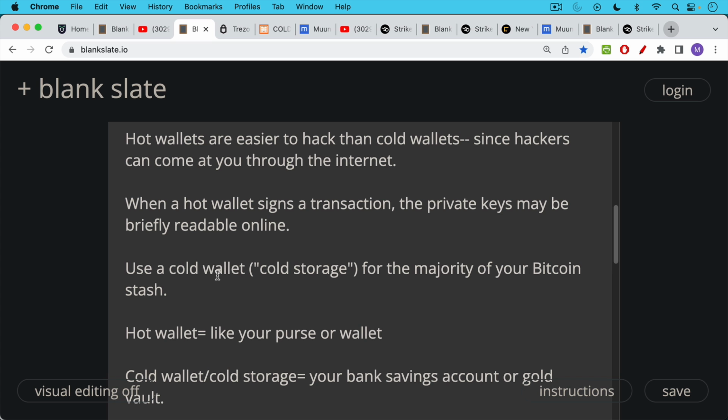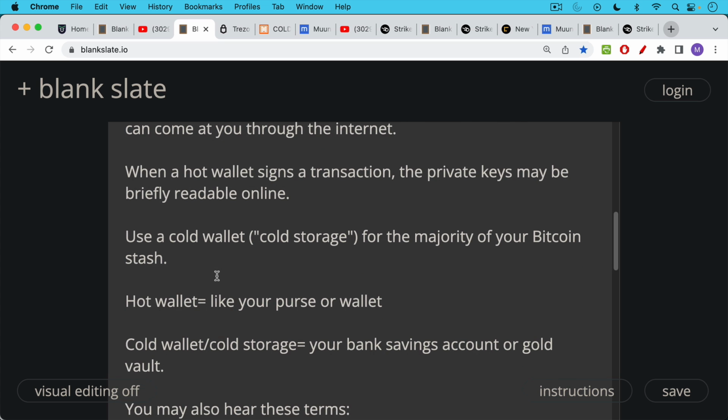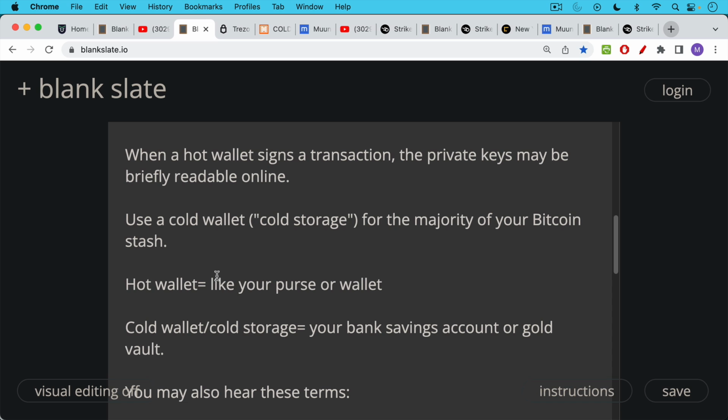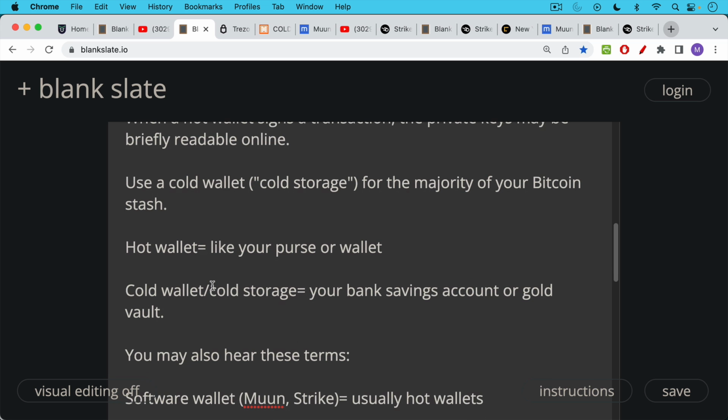So your hot wallet is like your purse or wallet. Your cold wallet or cold storage is like your bank savings account or gold vault. You would never walk around with all of your money in your back pocket or in your purse, and in the same way you wouldn't want to put a majority, or even more than a very small amount, of your net worth into a hot wallet. It's really intended mostly just for spending purposes.